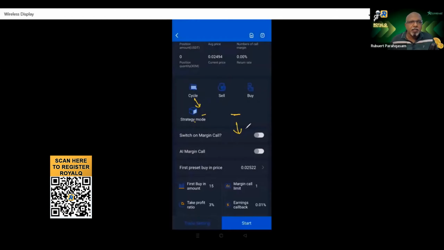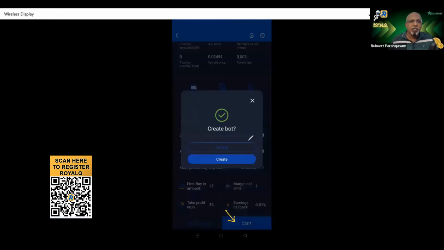We are all set to start the bot. Now to start the bot, all I need to do is tap on start. Then you'll get this pop-up dialog box. And in this dialog box, all you have to do is tap on create. And the robot will do its job. It will start up. It will wait for the preset price. And then it will buy. And later on, it will sell.